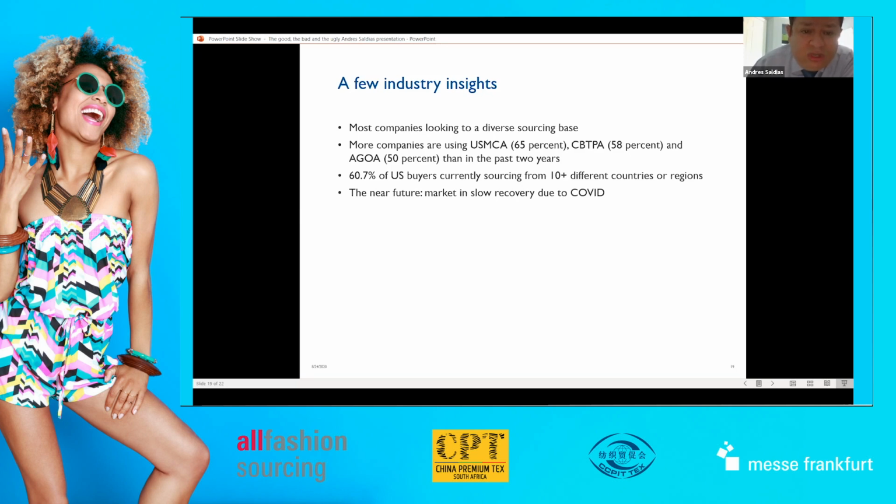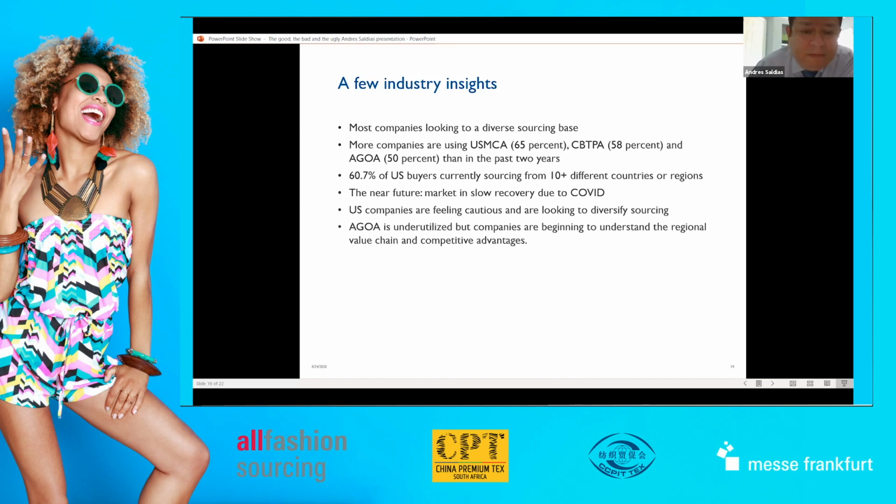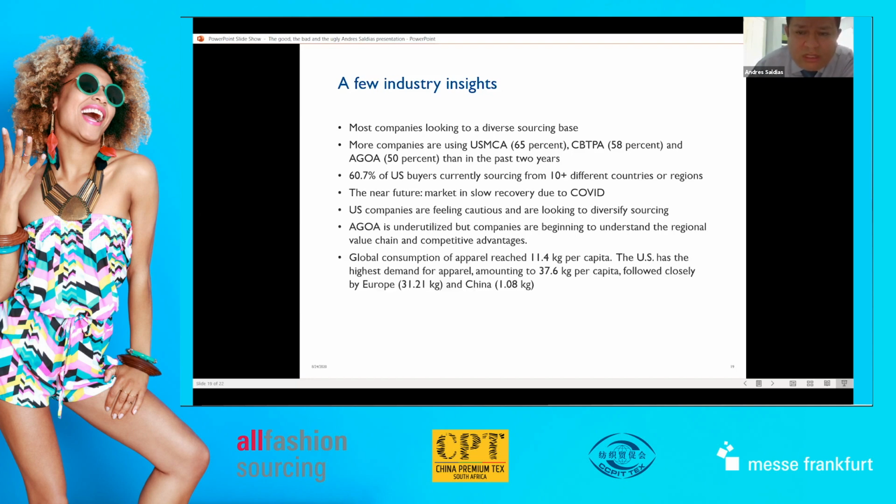The near future: right now, there's a very slow recovery due to COVID, but things are looking good in the next couple of years. US companies are feeling cautious and are looking to diversify sourcing. AGOA is underutilized, but companies are beginning to understand the regional value chain and competitive advantages. Some of the buyers that I touch don't know about AGOA, so it's a daily process that we have to go through to sell the concept.